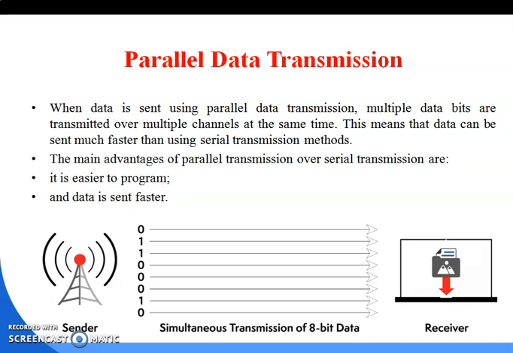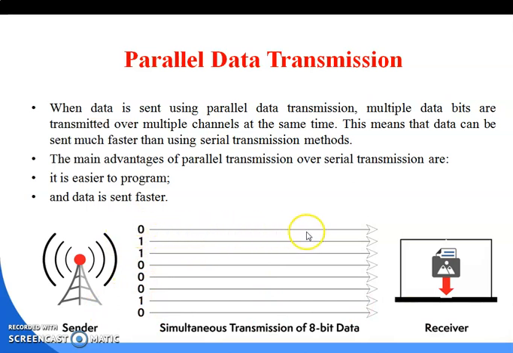This means data can be sent much faster than using the serial transmission method, because here separate lines are reserved for each bit. That means if you are sending 8-bit data, there are 8 bit lines present here. Suppose this data is to be sent by the sender to the receiver.